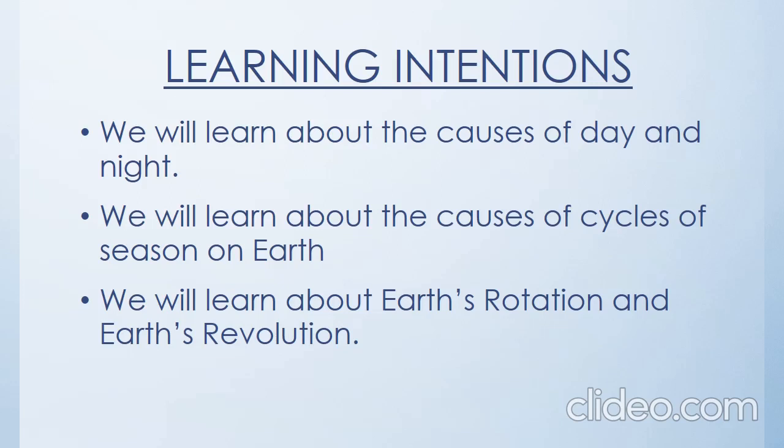So the first intention for this lesson is we're learning about the causes of day and night. Most of us wake up in the morning, it's bright, and at night it goes dark. Today we'll learn about what causes that effect. Also, we'll learn about the causes of the cycles of seasons on Earth. Why do we have winter, summer, spring, and autumn?